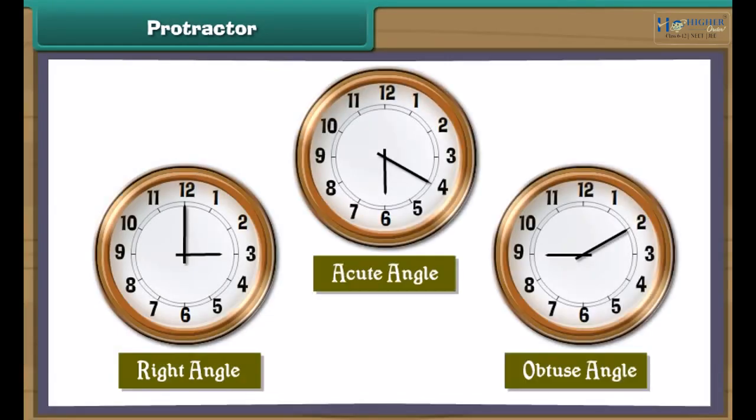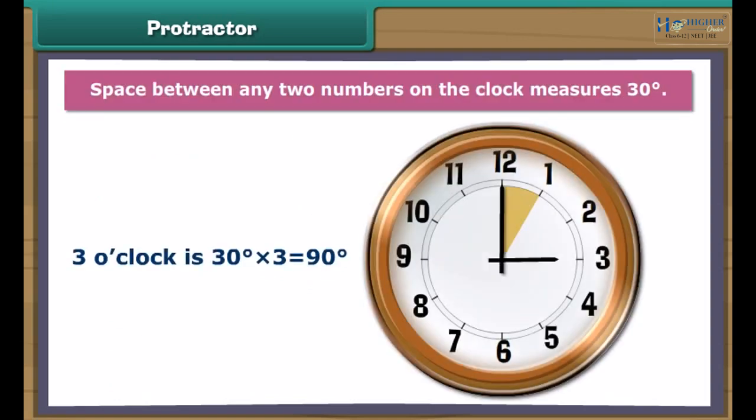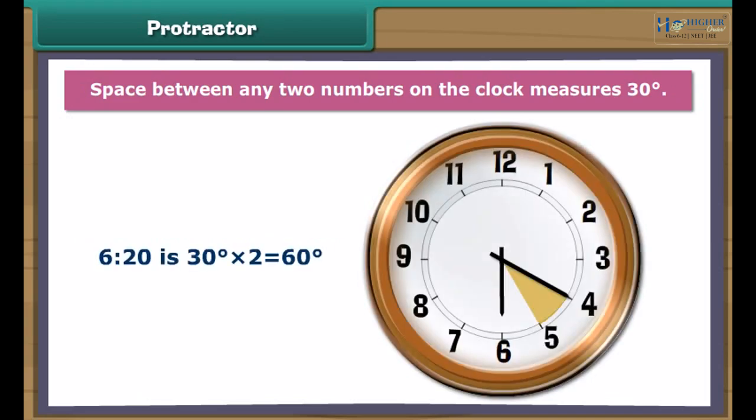The angles made by the hands of a clock can be worked out without the help of a protractor, because the space between any two numbers measures 30 degrees. By this logic, we can measure 3 o'clock as 30 degrees multiplied by 3 is equal to 90 degrees, 20 past 6 as 30 degrees into 2 is equal to 60 degrees, and 10 past 9 as 30 degrees into 5 is equal to 150 degrees.